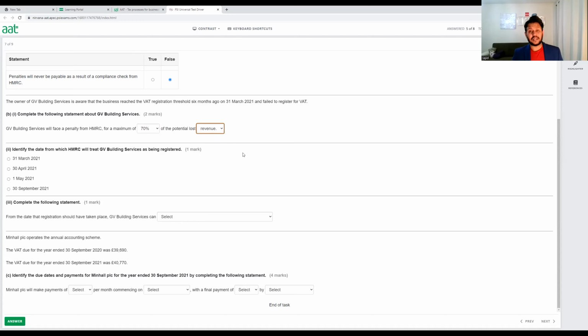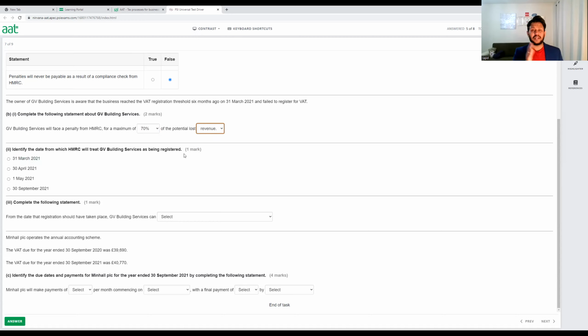Now, how much is the penalty? You can look at the table that I showed you earlier. So it is very much clear. If you're late for 6 months, for 3 months, how much penalty it is. So for this scenario, for the 6 month, the maximum penalty will be 70% of the potential loss of the revenue.